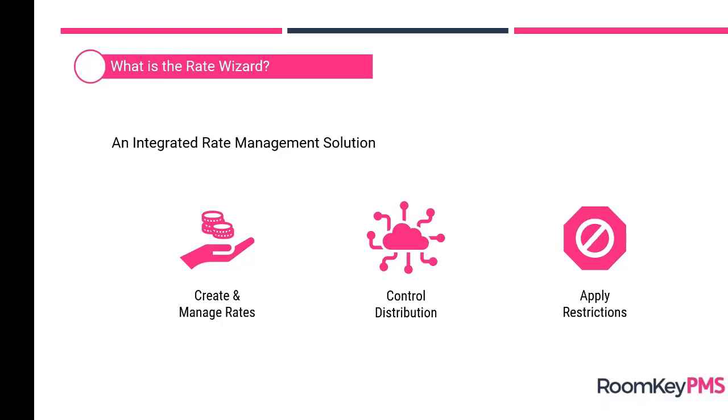This tool also allows you to control distribution. So you can control any direct rates, rates that are distributed out to your property website or maybe to a third-party GDS provider. We can also control or apply restrictions. You can apply a restriction or remove a restriction like minimum or maximum length of stay. You can close a rate or close to arrival, all within this one central tool, the Rate Wizard itself. Now, I want to talk a little bit more about that distribution and how that is controlled inside RoomKey and how we really manage that tool itself.